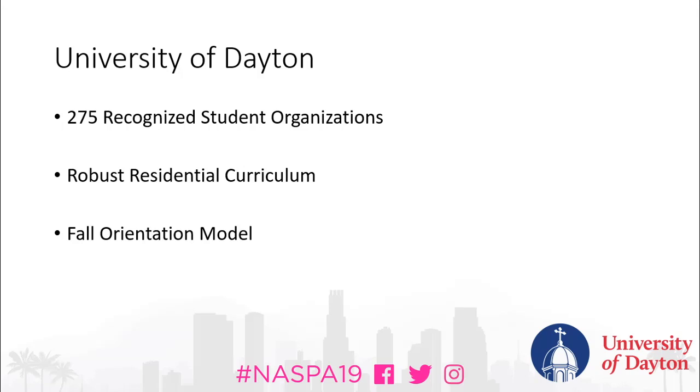The residential folks partner with offices, academic and student development offices to put on all these programs. And then we have a fall orientation model. We have all 2,300 of our first-year students coming to campus at the exact same time with their parents, and so we needed something that could fulfill all of those needs.